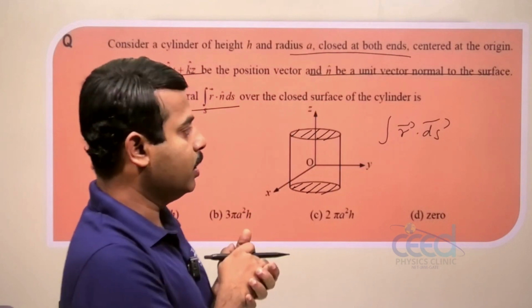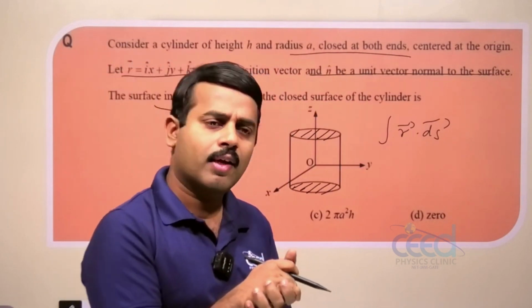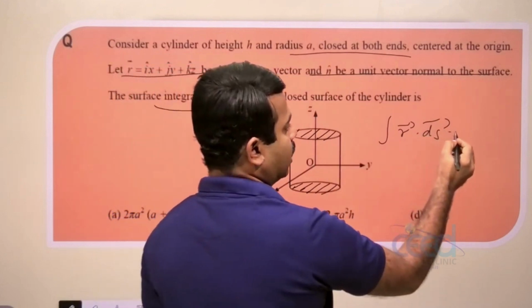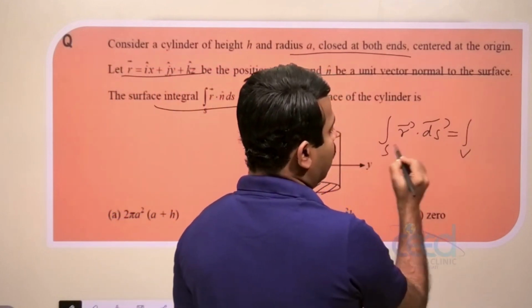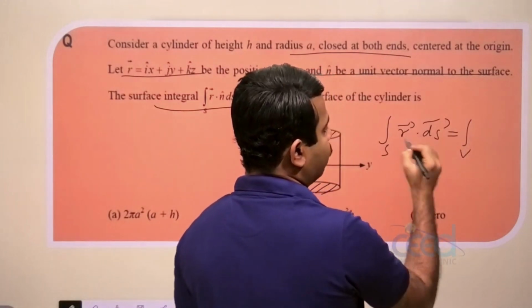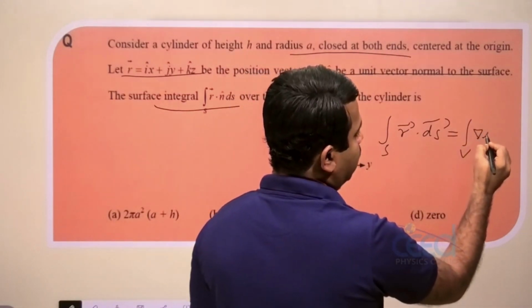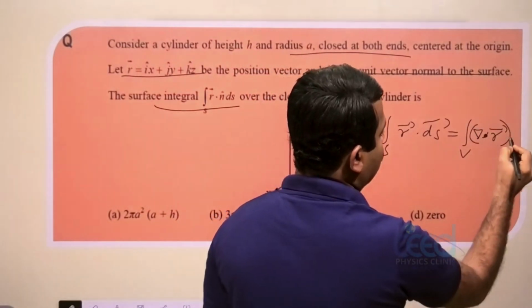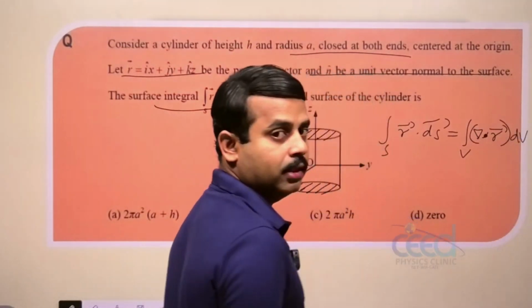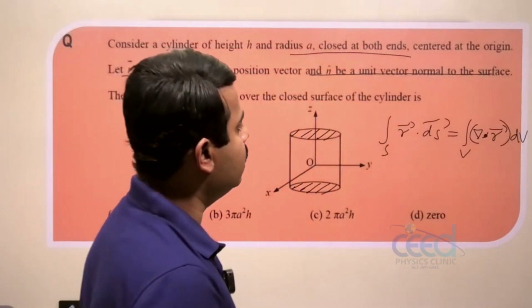This difficulty is removed by applying the divergence theorem. The surface integral is equal to what we studied, that is, the volume integral of the divergence of the vector field, div r dot dv. This is the method we studied.